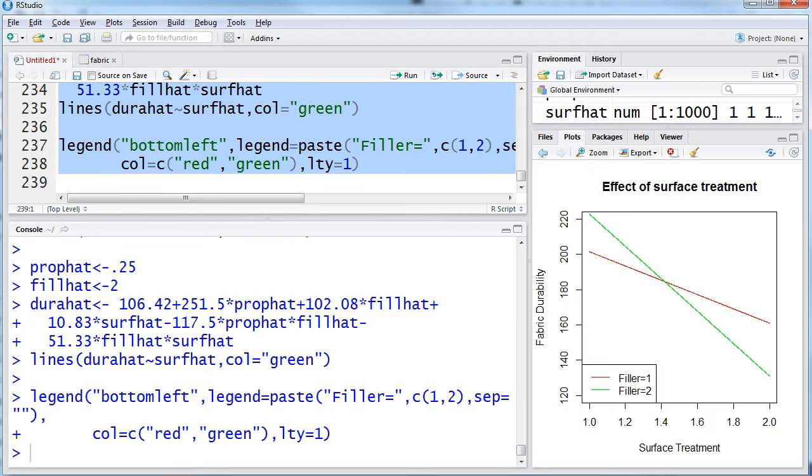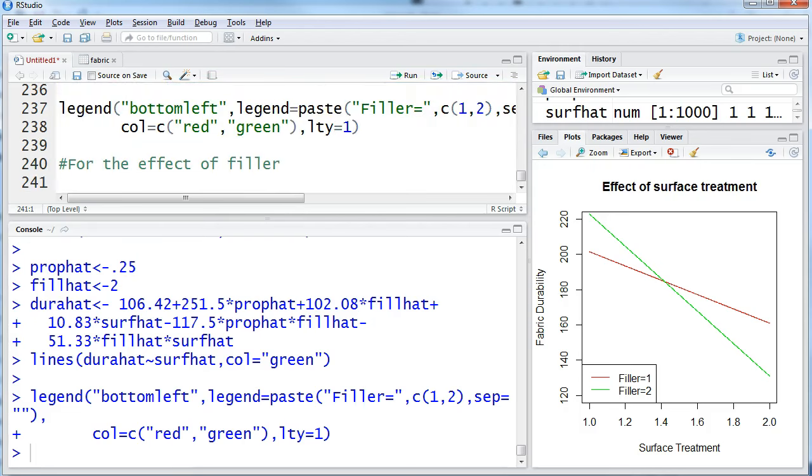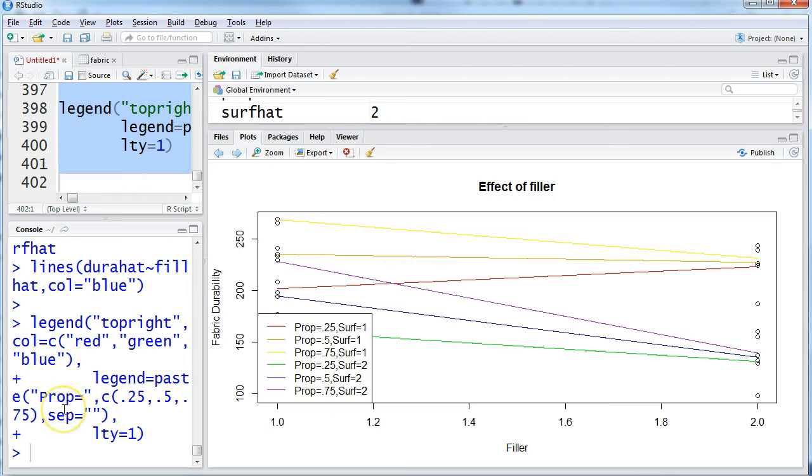And that was, I paused the video for 20 minutes and had to copy and paste and get stuff right. But to talk about the effect of filler, I don't get all those choices because filler does interact with proportion and with surface treatment. So it has to have 6 lines. But how you show those 6 lines does have some variety according to what you want your style to be. And we could go through the code, but I'll leave it up there. You can go through it on your own if you want.